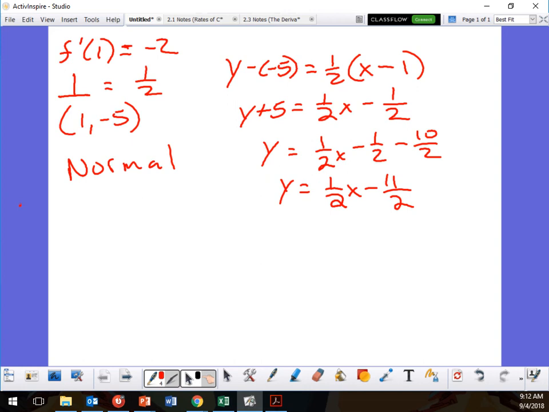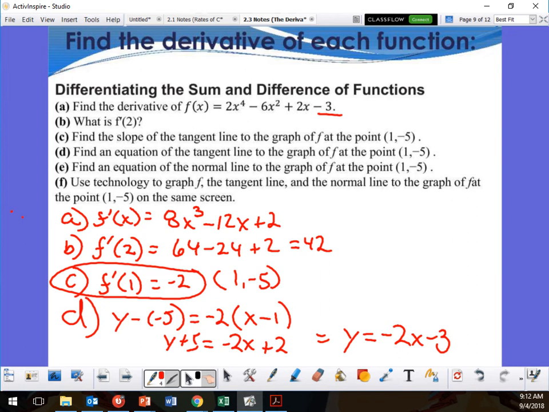All right, so what was the next one? Use technology to graph the tangent and the normal at that point. So you guys are going to help me here. Tangent here and the normal was the other one. Let's take a look at that graph.